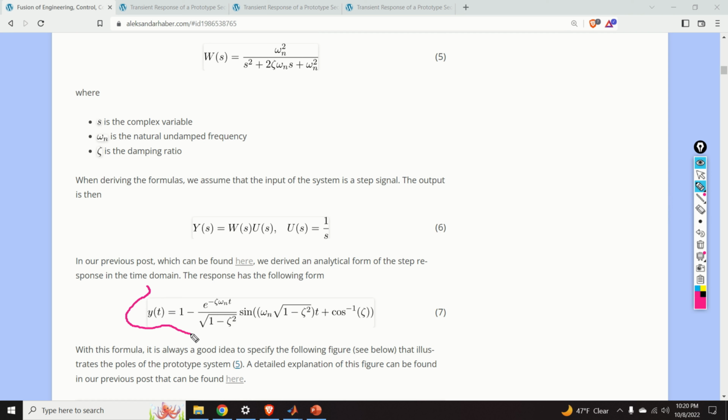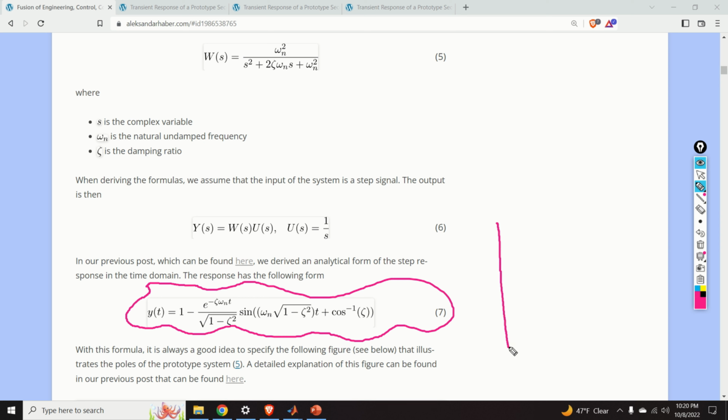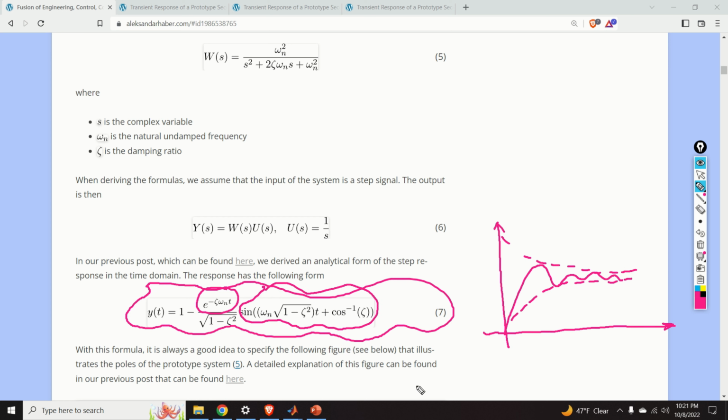What is interesting over here to observe? First of all, this is a damped function. Graphically, this function will look like this. This term over here is an envelope of the oscillations. And this sinusoidal or harmonic term over here will describe these oscillations.